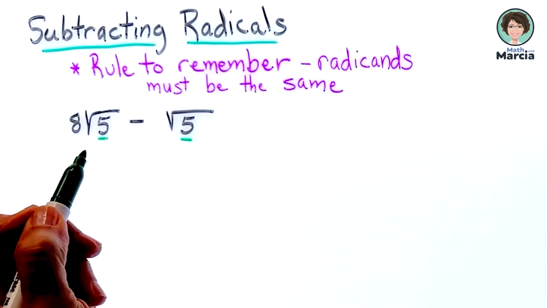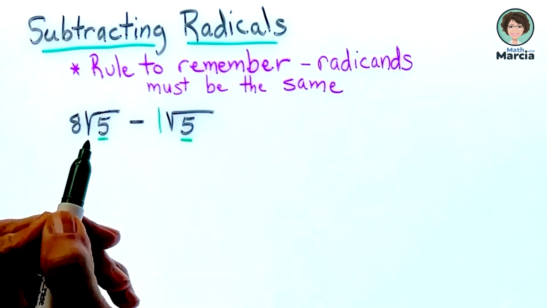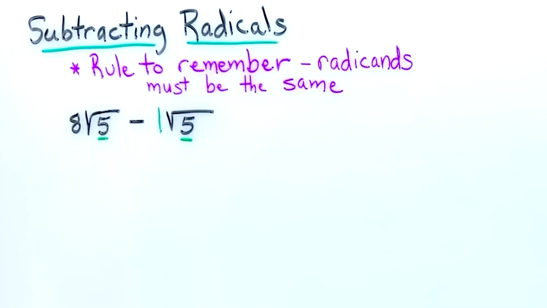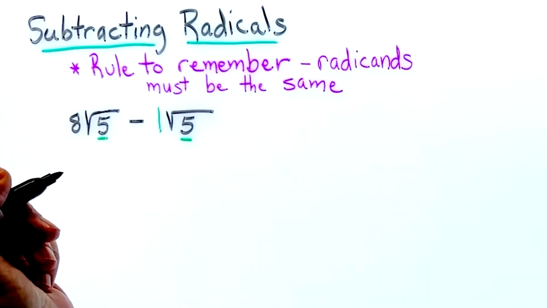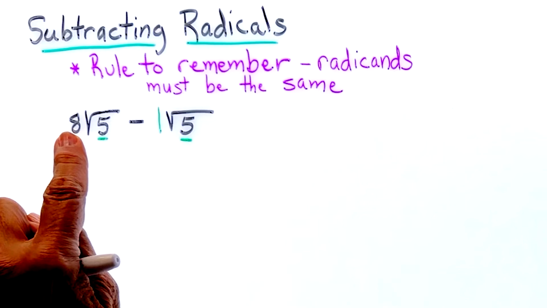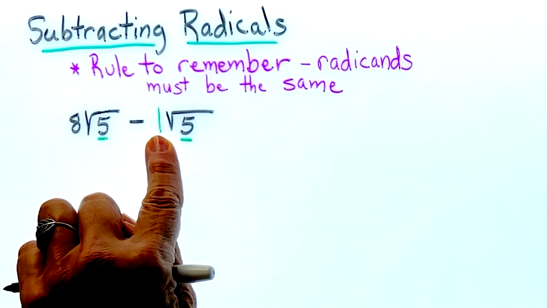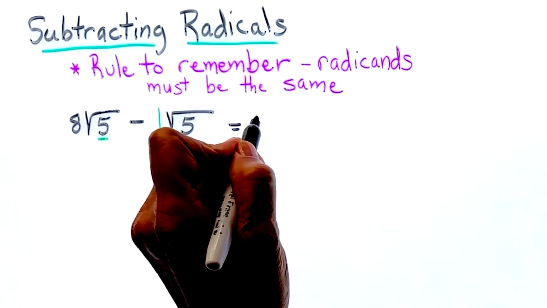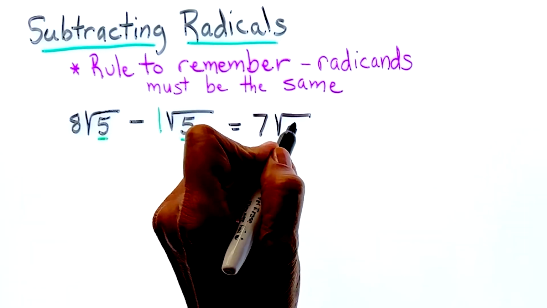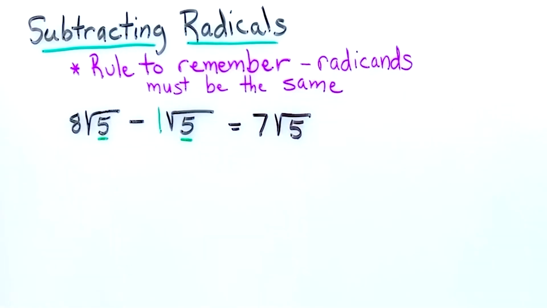And I did say 1 square root of 5. Remember, it's understood that there is a 1 there. So when you do, you are only going to subtract the coefficients. So you end up with 7 square roots of 5.